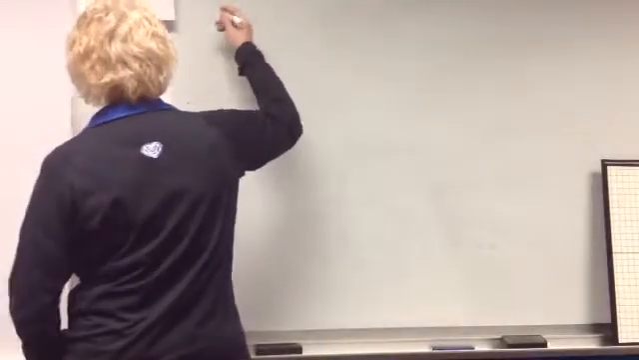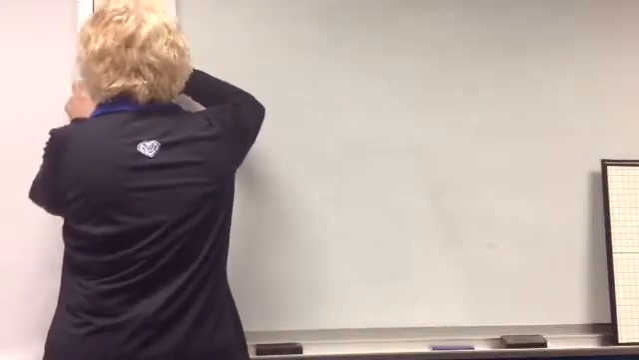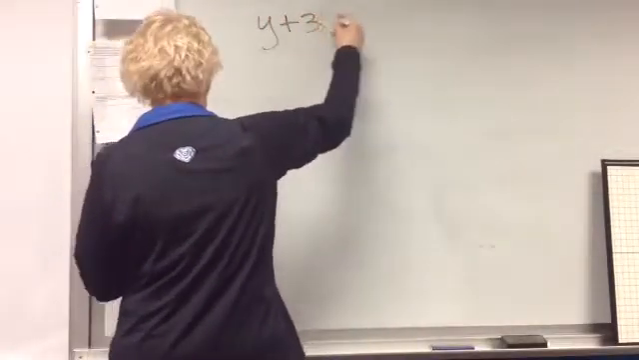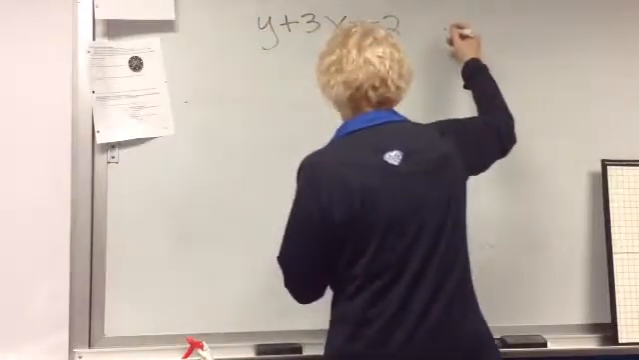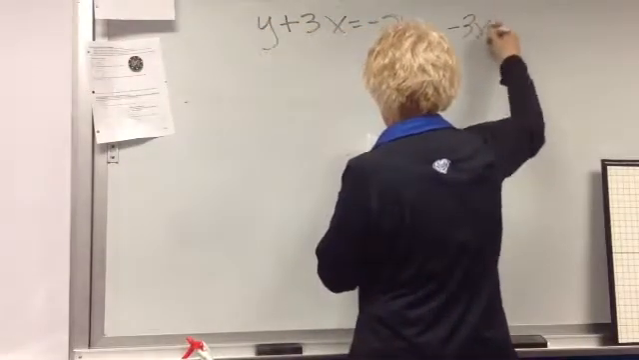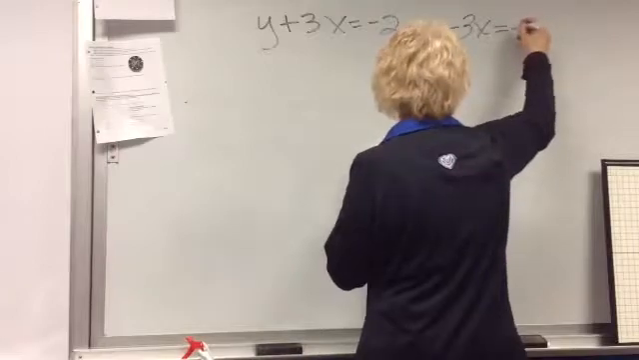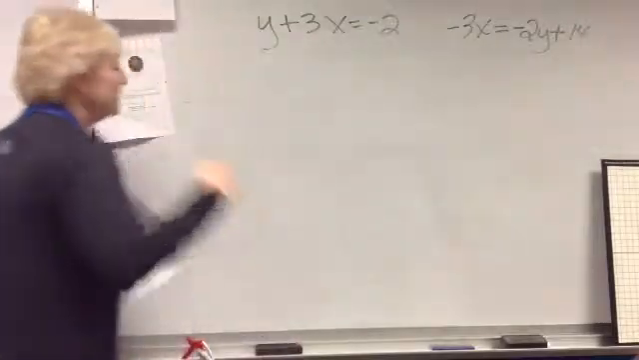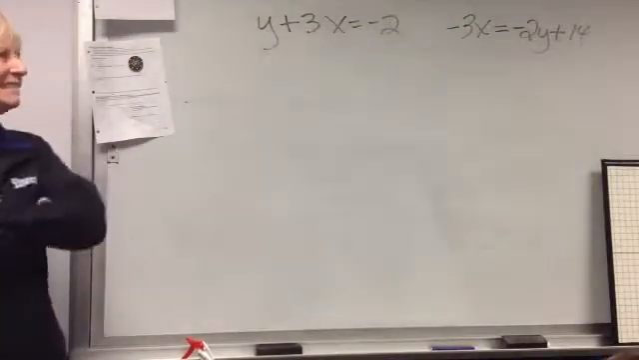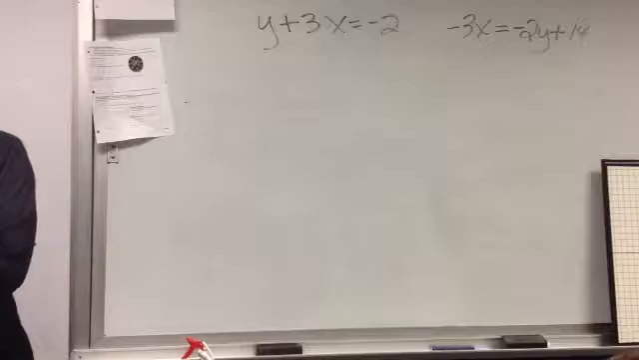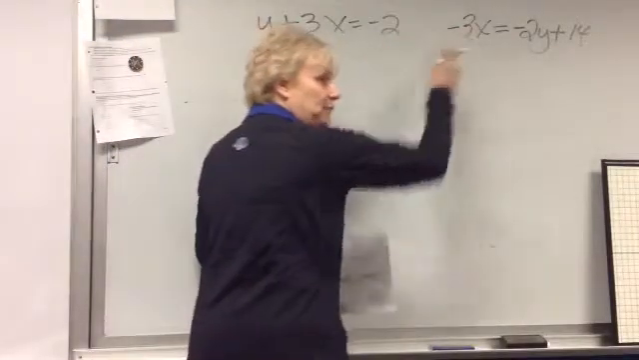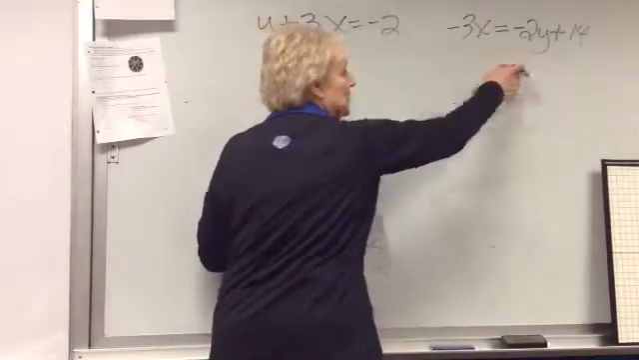Okay, let's take, oh wait, got some good ones here. All right, what do I do here? Y plus 3x equals -2, and -3x equals -2y plus 14. What's wrong with this one? You can't line them up. So why don't you put this one in standard form? In other words, add 2y to both sides.